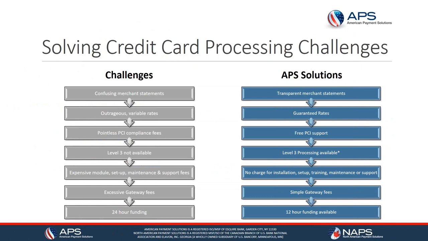If you switch to American Payment Solutions, you will notice we offer very transparent merchant statements. We want our merchants to know how much everybody is making, how much everybody is saving. We also guarantee our rates in writing, so you don't have to worry about the rates creeping up on you. We provide assistance with PCI compliance at no charge. Level three processing, and I want to underline the fact that it's automated. You don't have to do anything extra to obtain the very lowest rates possible available in the industry. As I mentioned before, we do not charge for installation, setup, training, maintenance, or support.